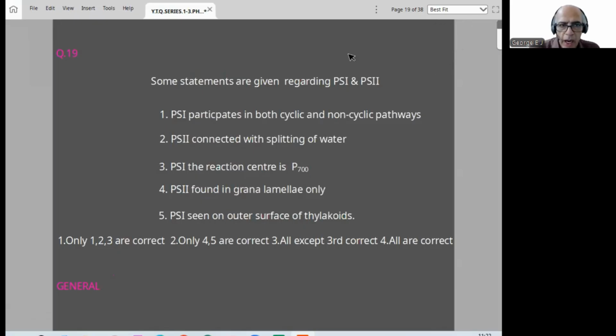Some statements are given regarding PS1 and PS2. We can proceed. Another usual question, PS1, PS2. Similarly, cyclic photophosphorylation and non-cyclic photophosphorylation differences. Here PS1 and PS2, there are many; I put only two each roughly. PS1 participates in both cyclic and non-cyclic pathways. It is true. PS2 is connected with the splitting of water. It is true. In PS1, the reaction center is P700. It is true. PS2 is found in grana lamellae only. It is true. PS1 is seen on the outer surface of thylakoids. It is true. So practically we can say all are correct. So option wise, it is 4. I think the idea is clear. Now we can proceed to question number 20.